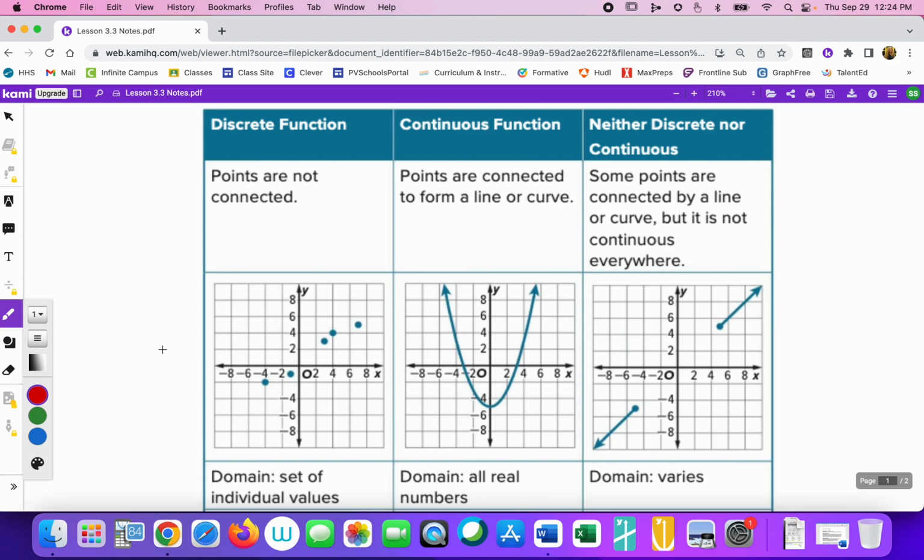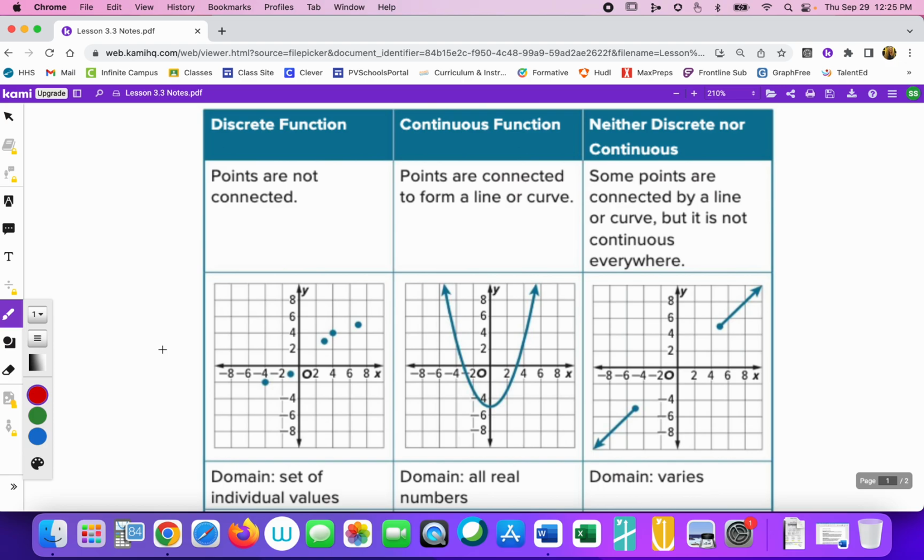So a discrete function we were dealing with yesterday when you were plotting specific points and you were looking at the domain and the range values. So a discrete function is just a set of points that are not connected. Okay? So any set of dots, there's no connection between them whatsoever. Okay? A continuous graph, all the points are connected, it's on a line or a curve, it doesn't matter, but there's no broken part of the graph. It's just a continuous line from the left to the right. It might curve, but that's okay.